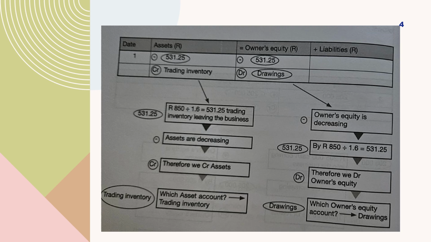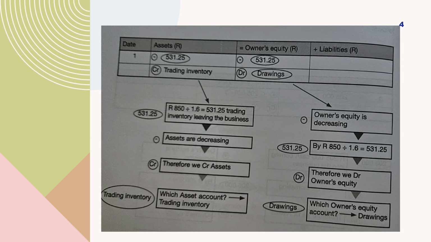If the markup was 20% on cost, we take the selling price divided by 1.2. Okay, and then you're getting the drift of it. So here we're taking 850 divided by 1.6, and that gives you 531 Rand and 25 cents. So that is our cost price.